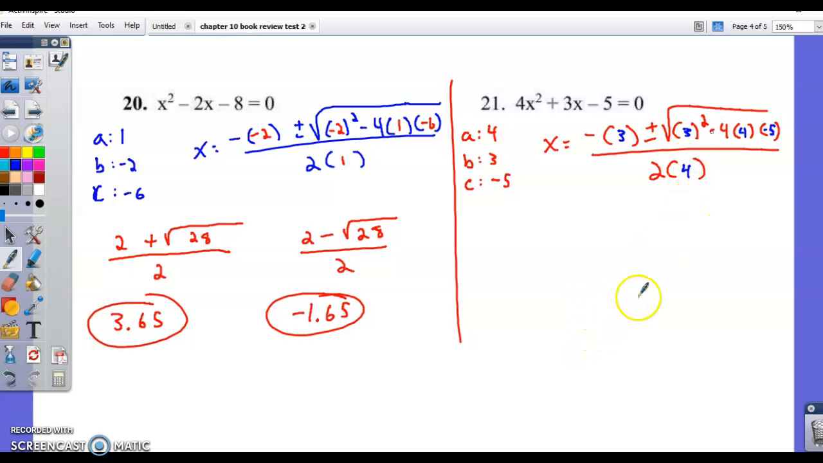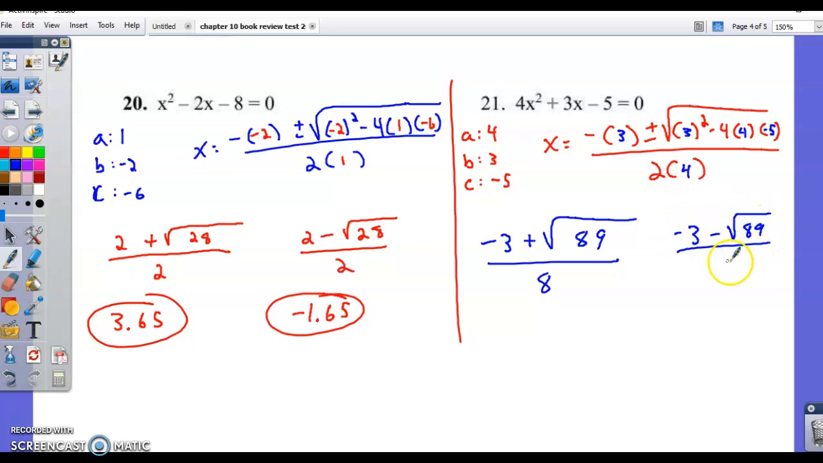All right, so I'm going to go ahead and simplify inside here. I'm also going to simplify this. Negative positive 3 is going to be -3 plus the square root. I'm going to type this into my calculator real quick. So I have parentheses 3 squared minus 4 times 4 times -5, and that gives me 89, over 2 times 4, which is 8. So there's one of my solutions. My other solution is going to be -3 minus the square root of 89 divided by 8.